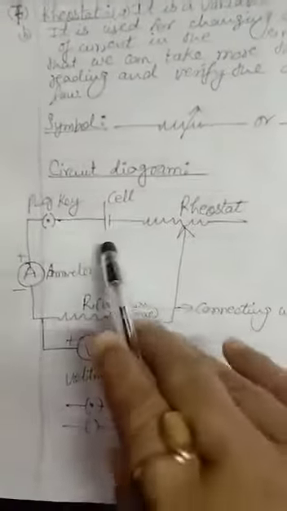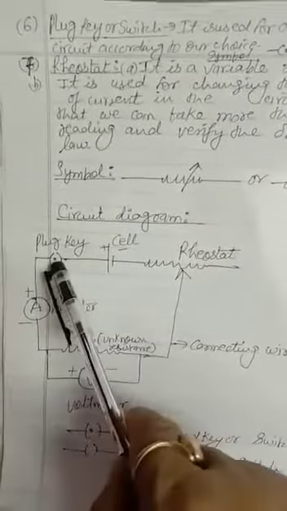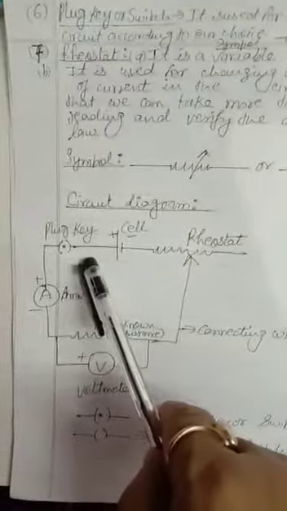Now this is the circuit diagram for verification of Ohm's law. We have a cell. Say this is the positive terminal of the cell, and this is the negative terminal. The key you can place here or here. You have to place it near the cell, where the whole current is passing.